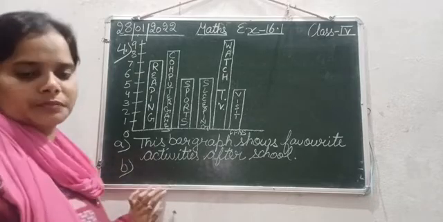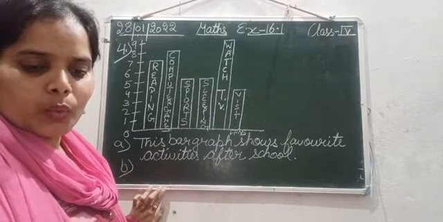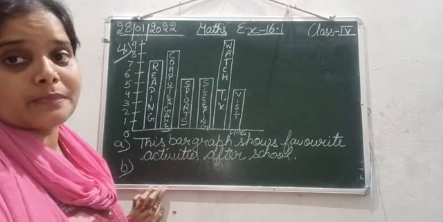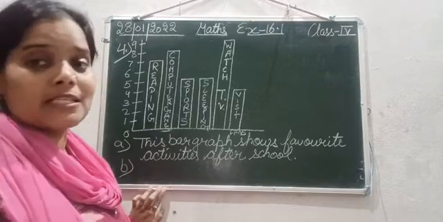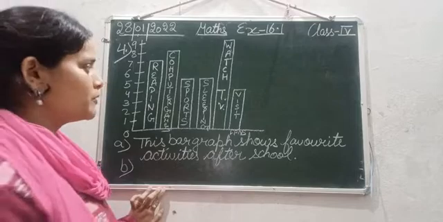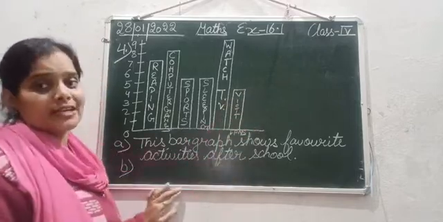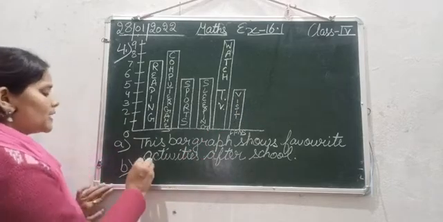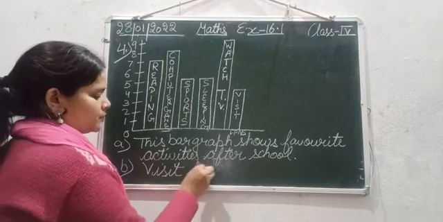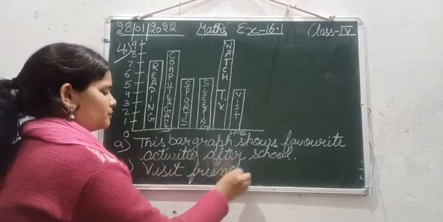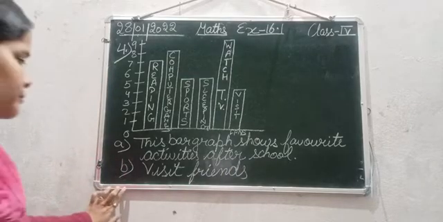The B is, which activity is least popular? सबसे कम popular activity कौन सी है? तो जिसका ग्राफ सबसे छोटा है, that is the least popular activity. So the smallest bar graph is this, that is visit friends. So visit friends is the least popular activity after school.